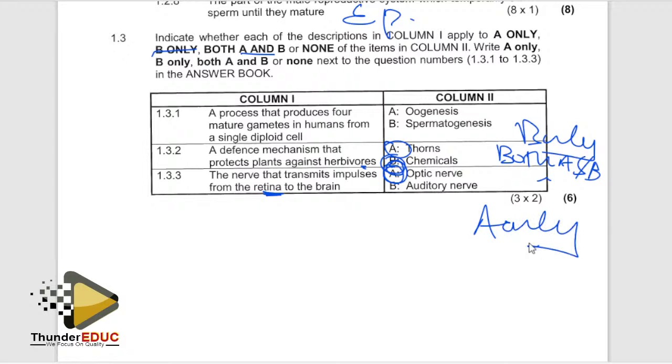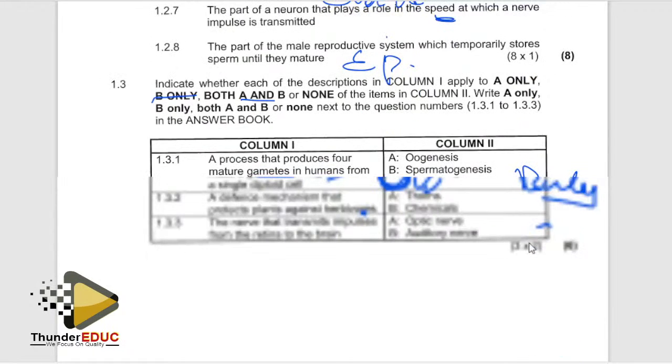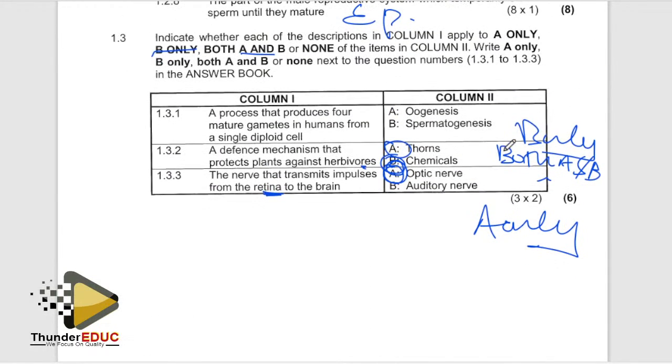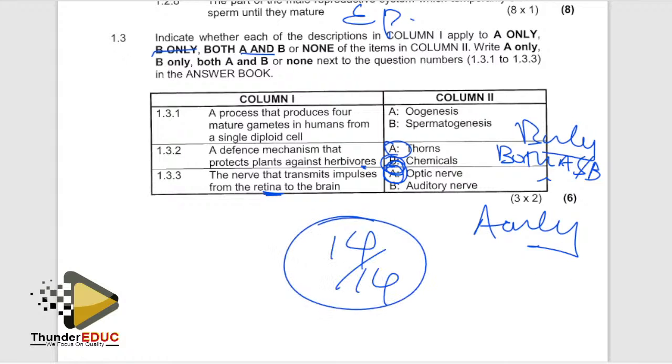A only. Who got all of them? Who got here 8 plus 6, making it 14? 14 out of 14. So there are some people who have got them, so we are running to 150 out of 150. All right. Let's continue to the next question. The next question.